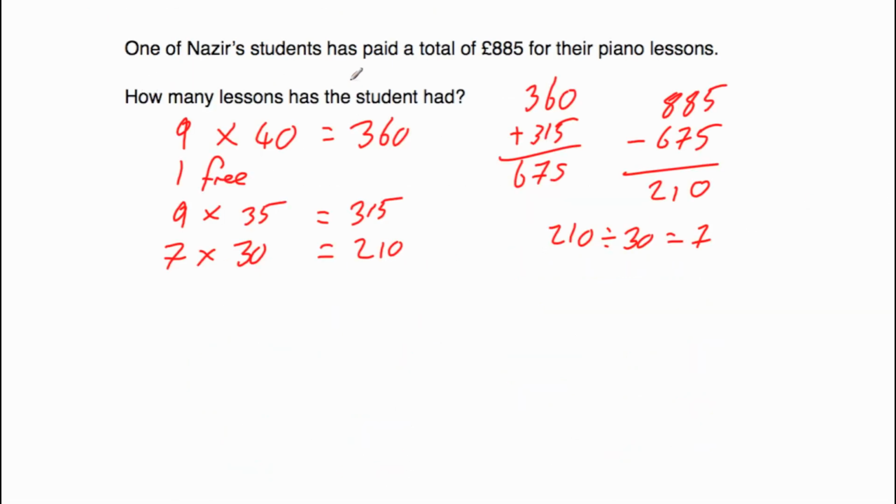Now the question says, how many lessons did the student have with Nazir? Well, let's add up and see. He had 9 plus his free one, plus another 9, plus 7. So 9 plus 1 is equal to 10, plus 9 is equal to 19, plus 7 is equal to 26. So he had 26 lessons.